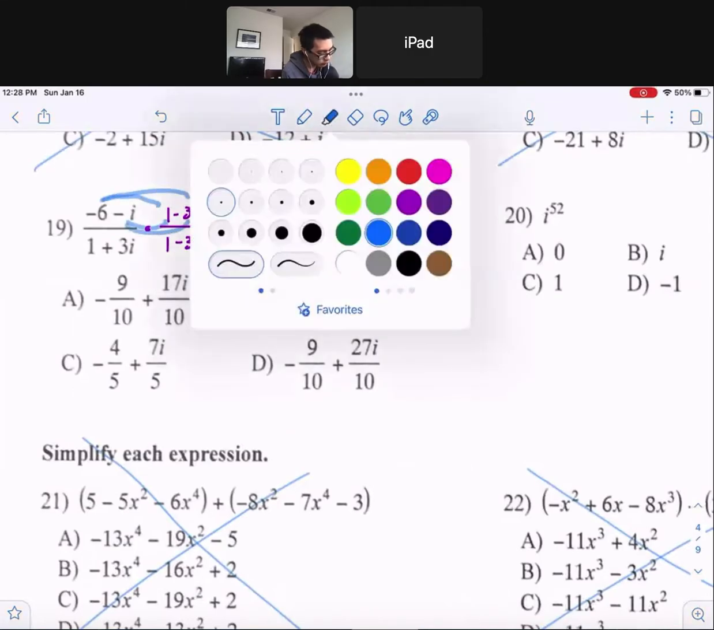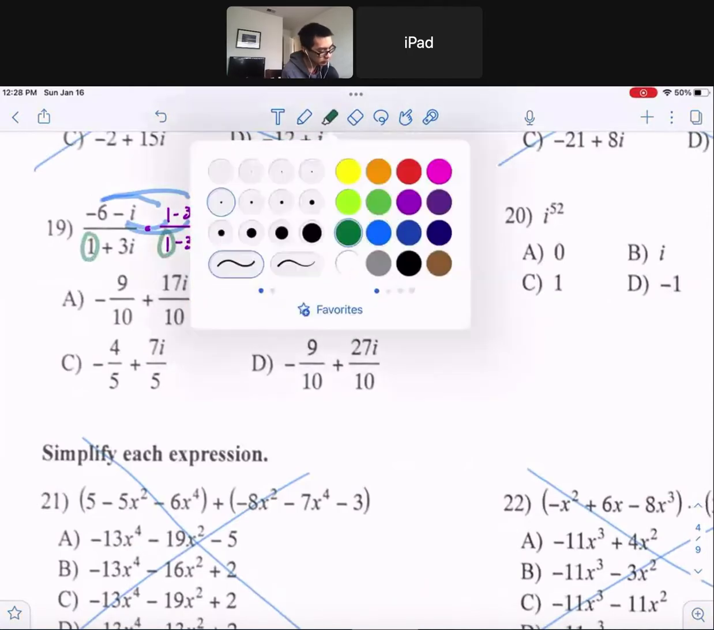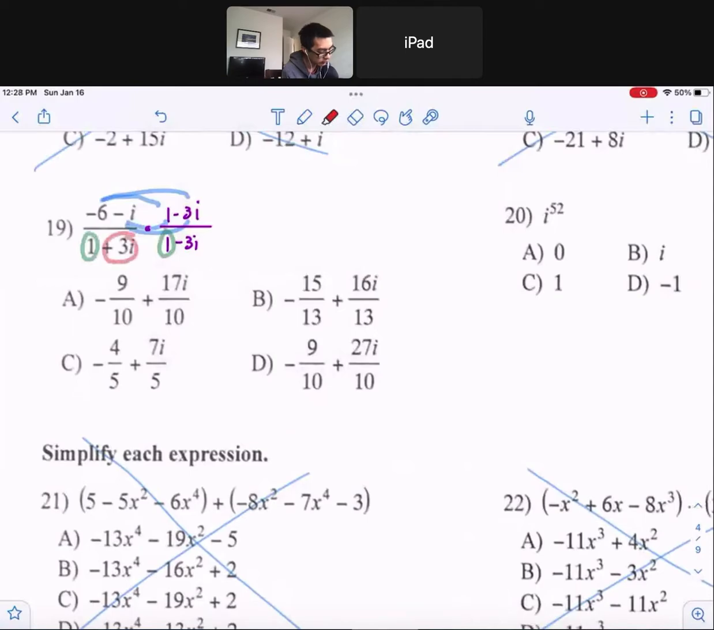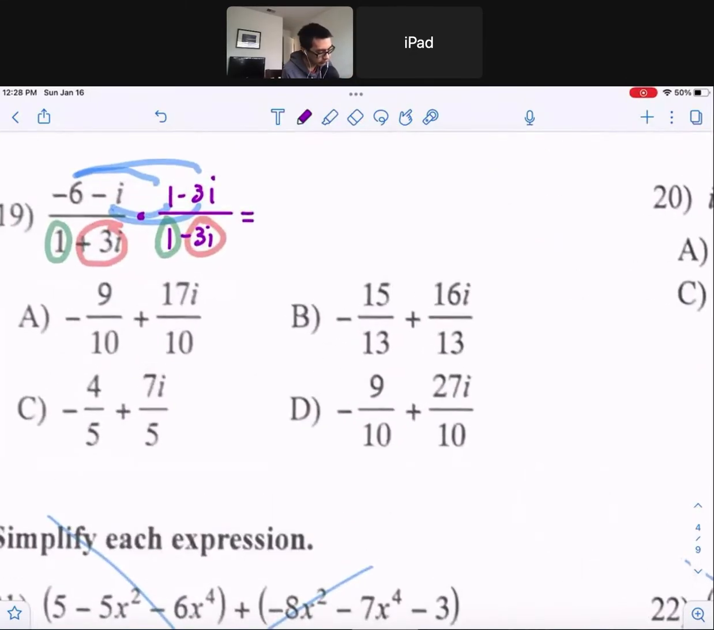And then since you multiply by the complex conjugate, you guys, these two numbers you can multiply, and you can only multiply these two. It's because when you guys multiply by the complex conjugate, the middle terms will cancel. So let's go about doing this. Negative 6 times 1, negative 6. Negative 6 times negative 3i, 18i. Negative i times 1, negative i, and negative i times negative 3i, you guys, that's positive 3i to the second power.